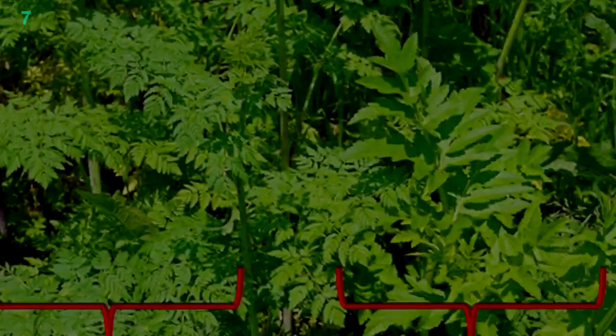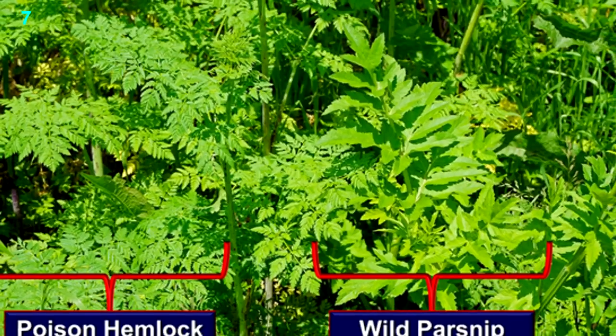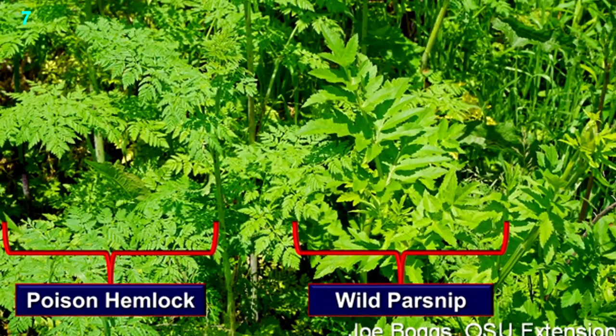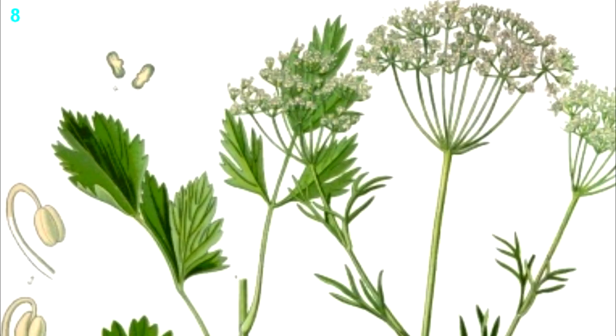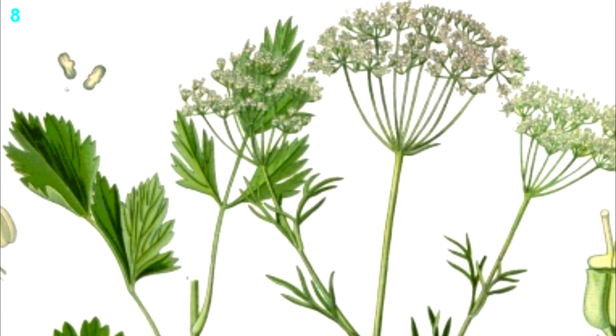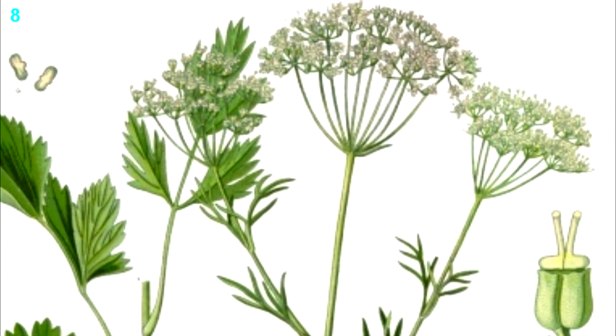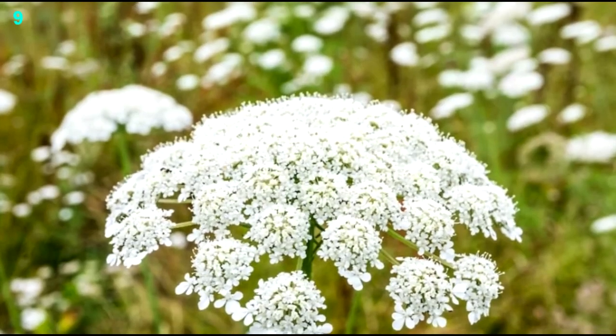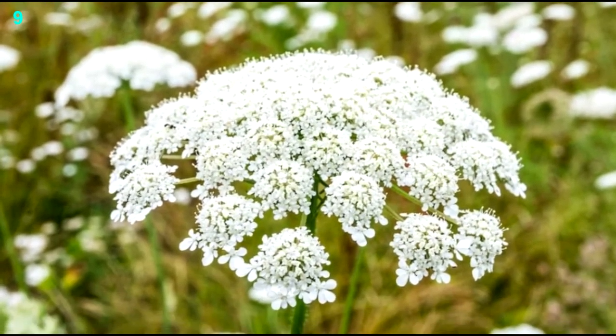Poison hemlock can also be mistaken for wild parsnips. The roots of it can be mistaken for that. The seeds can be mistaken for anise seeds. And anise, if you don't know, those seeds are the ones that taste like black licorice. It can also be mistaken for Queen Anne's lace with the flowers.